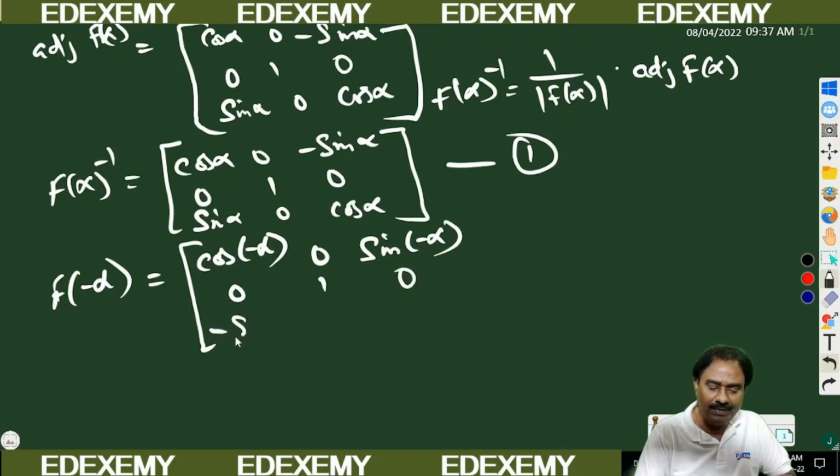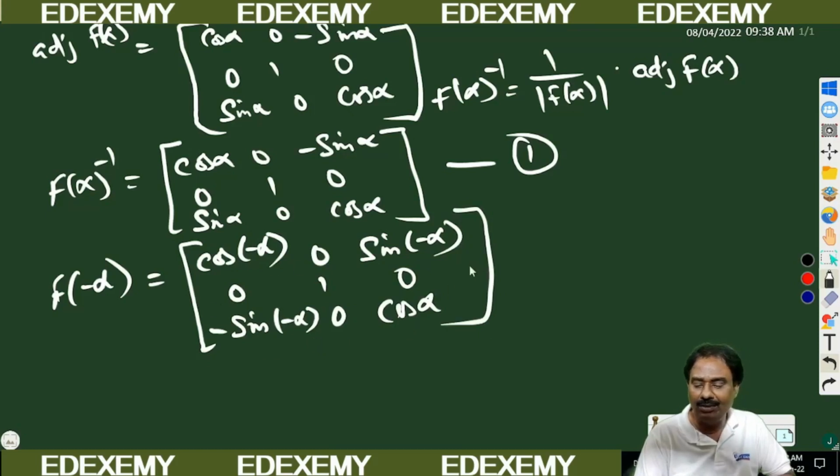See, in the given problem, you have to put minus alpha wherever alpha is there, then you will get it like this. Now this is equal to cos alpha. Cos of minus alpha will be cos alpha, since cos is an even function, cos of minus theta is cos theta. This is a trigonometry principle. Cos of minus alpha is cos alpha.